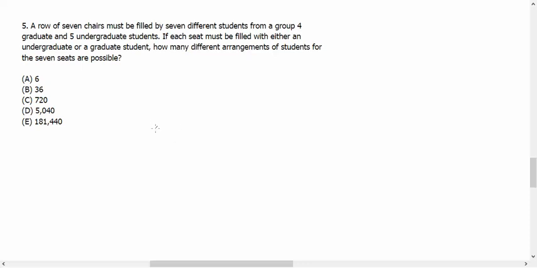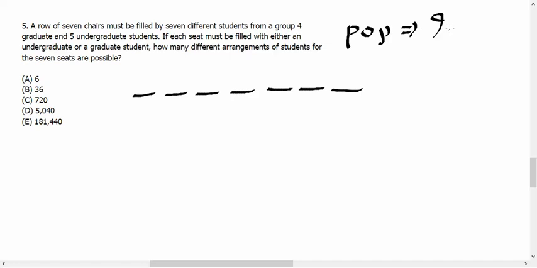All right, let's just quickly draw the 7 seats. So 1, 2, 3, 4, 5, 6, and 7. This is similar to the first problem in some ways. Now here it's saying we have a group of 4 graduate and 5 undergraduate, but in each seat, it doesn't matter whether it's a graduate student or an undergraduate student who's sitting in the seat. So what we've really got is just a population of 9 students.